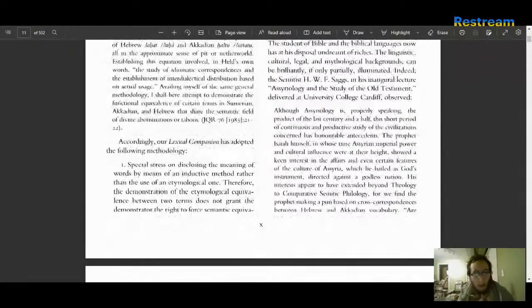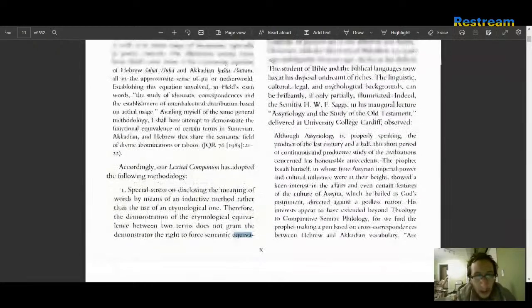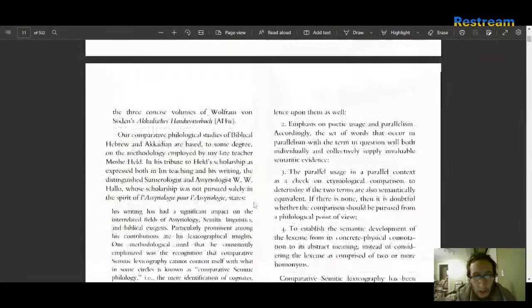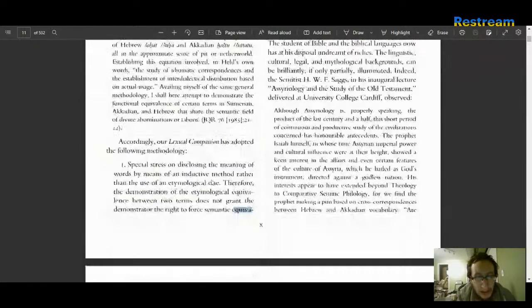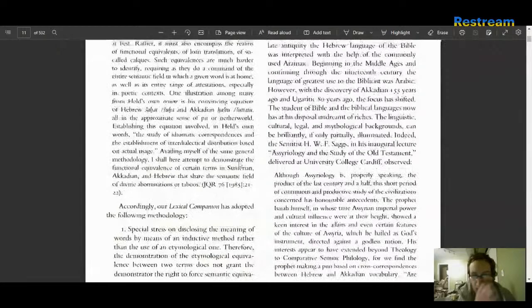So this book has adopted the following methodology. Stress on disclosing the meaning of words by means of an inductive method rather than the use of an etymological one. Therefore, the demonstration of the etymological equivalent between two terms does not grant the demonstrator the right to force semantic equivalence upon them as well. What that means is that they might share the same etymology, but the meaning in those languages might be differing due to, over time, words change.